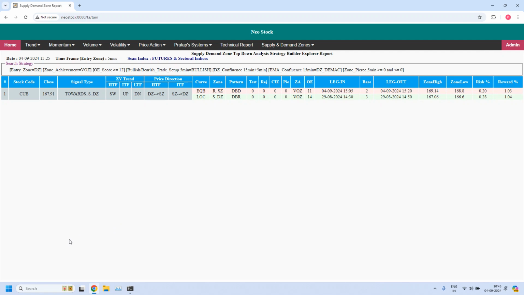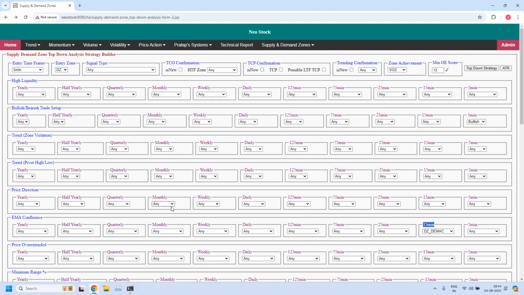This 5-minute demand zone is having confluence with the 15-minute zone and also 75-minute zone. I'm sorry, I added only 15 minutes and 5 minutes. That means LTF and ITF confluence. Okay, now I am removing the EMA confluence filter.